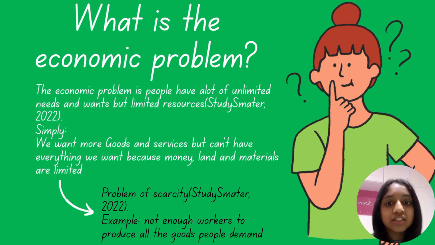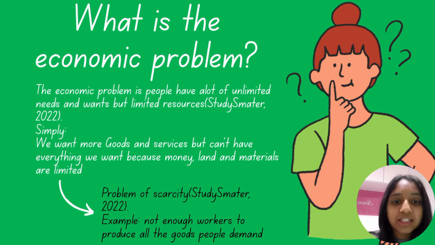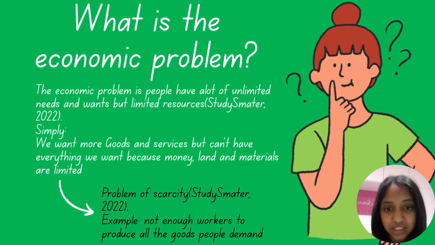Now, that definition in itself is another way of saying the economic problem is the problem of scarcity. When people say things are scarce, like how a lot of people say coal is scarce, meaning that there's not a lot of it, so it's going to finish eventually, right? So this is actually the problem of scarcity. For example, not enough workers to produce all the goods that people demand.